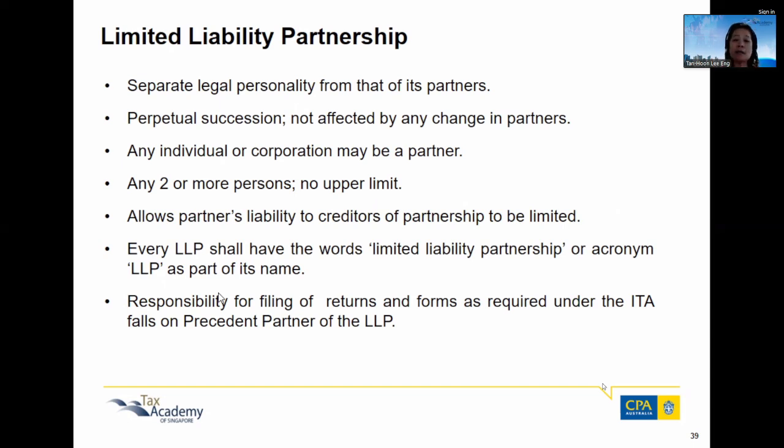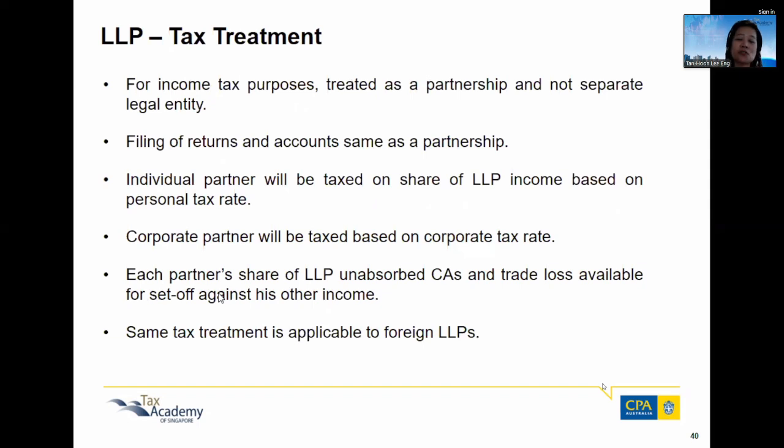Similarly for LLP, the filing of the tax return Form P is the responsibility of the precedent partner. So just remember, partnership, whether it is a general partnership, LLP, or LP, is tax transparent. First thing, it is taxed in the hands of the partners. Second thing, the filing of the tax return form is by the precedent partner. On tax treatment, I think I will summarize. It's not a separate legal entity, and it will file tax return just as any other partnership.